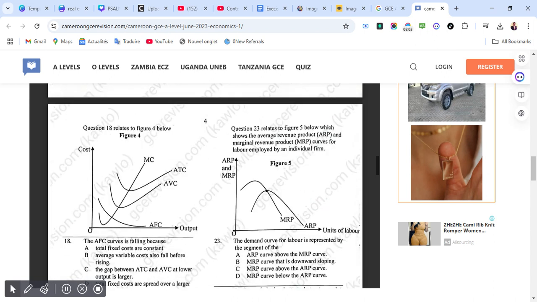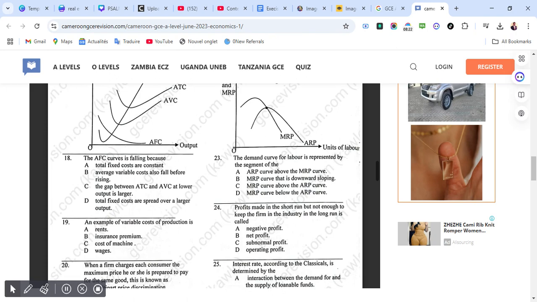Question 23 relates to figure 5 below, which shows the average revenue product and marginal revenue product curves for labor employed by an individual firm. The correct answer for 23 says the demand curve for labor is represented by the segment of the correct answer is B, MRP curve, that is downward sloping.